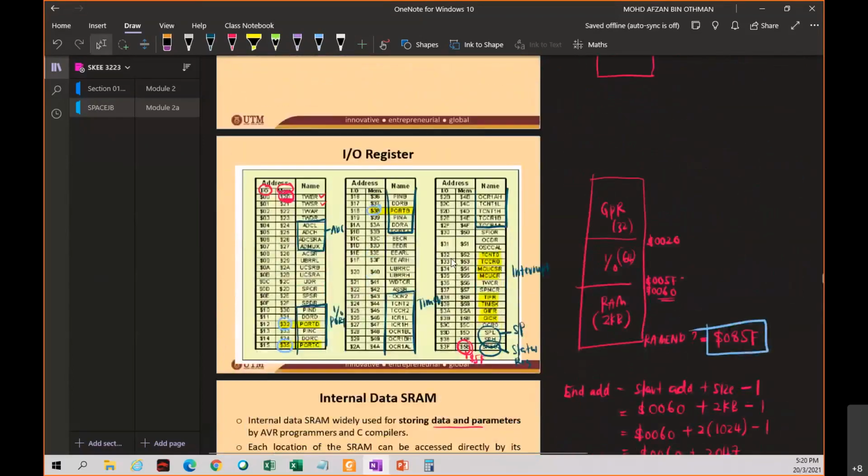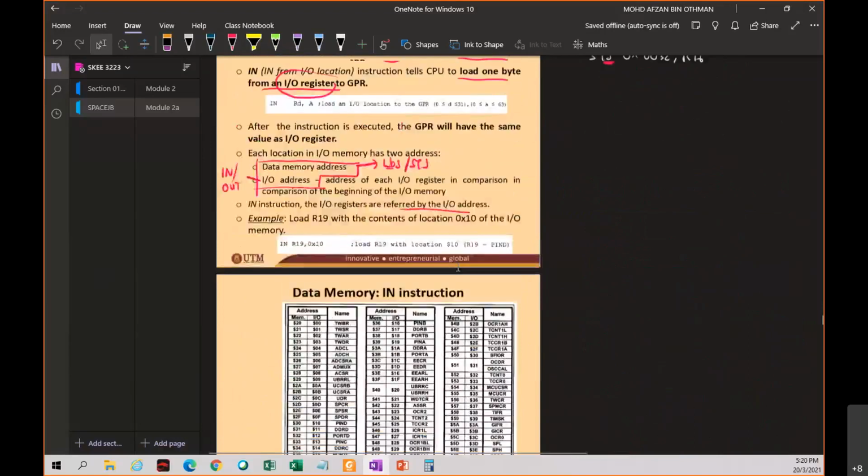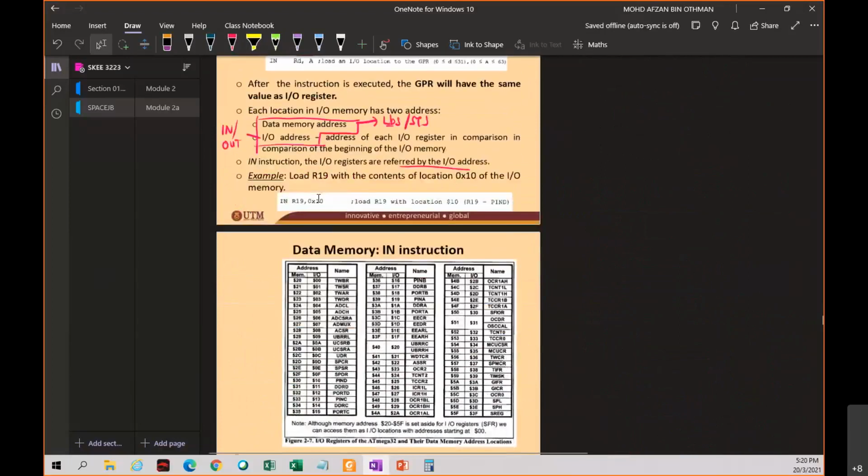Yang ni, nampak ni? Kamu ada dua kolom kat sini. Satu IO address, satu memory address. Yang ni kita guna LDS, STS. Kalau pakai IO address, kamu kena guna in and out instruction. Okay, so tak apa, kita tengok line by line. Okay, example. Load R19 with the content of location 0x10 of the IO memory. Okay, so how to do that?